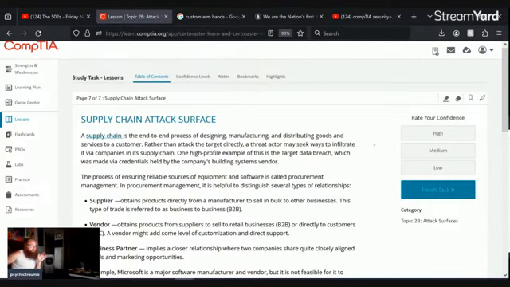All right. The process of ensuring reliable sources of equipment and software is called procurement management. In procurement management, it is helpful to distinguish several types of relationships. Supplier obtains products directly from a manufacturer to sell in bulk to other businesses. This type of trade is referred to as business to business, B2B. Vendor obtains products from suppliers to sell to retail businesses, B2B, or directly to customers, B2C. A vendor might add some level of customization and direct support.